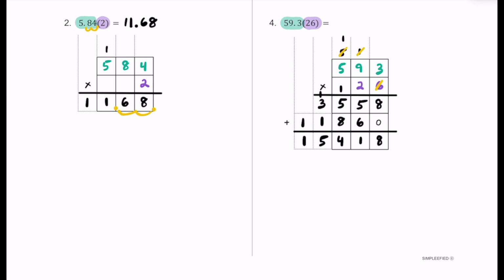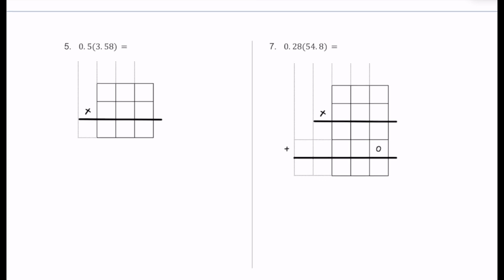All right, so our product here, we have to think about decimal places. We just have 1 decimal place, it looks like, in our original problem. So we need to have just 1 decimal place in our product here. So I believe our product here is going to be 1,541 and 8/10.